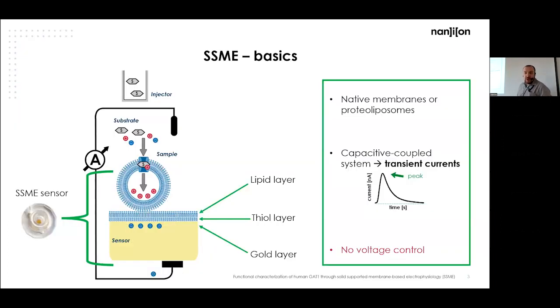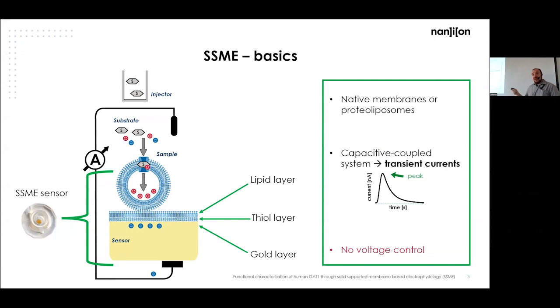Okay, so about some basics on the technique. We have, as you can see here on the left, our gold sensor, and we functionalize the surface with an artificial bilayer that is composed of a thiol layer and a lipid layer on top. Then we let the sample, which can be composed of native membrane fragments or proteoliposomes that are expressing the protein of interest, of course, adsorb on top of this artificial bilayer. And this generates a capacitive-coupled system.